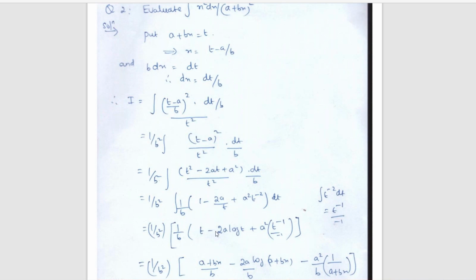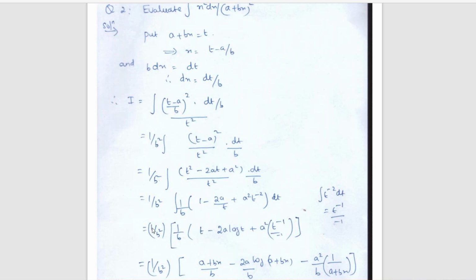Since t is a dummy variable, since it's a substitution, again we have to replace it in terms of x. What is the substitution we have used here? A plus bx equal to t. So replace it everywhere. Wherever you have t, replace it in terms of x. So I'm going to replace it now.